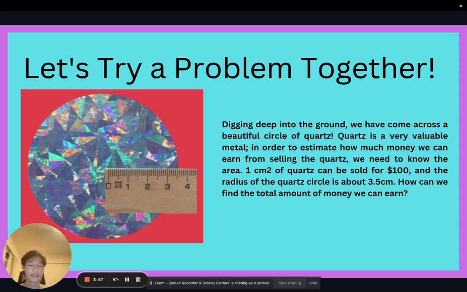Let's try a problem together. We dug really deep into the ground and we found a really beautiful circle of quartz. Quartz is really, really valuable, and in order to find how much money we can make from selling this quartz, we need to know the area of the quartz. If 1 centimeter squared of quartz can be sold for $100, then the radius of the quartz circle is about 3.5 centimeters, as you can see with the ruler and the quartz on the left. How can we find the total amount of money we can earn? Take a second, pause the video, and try this problem by yourself first.